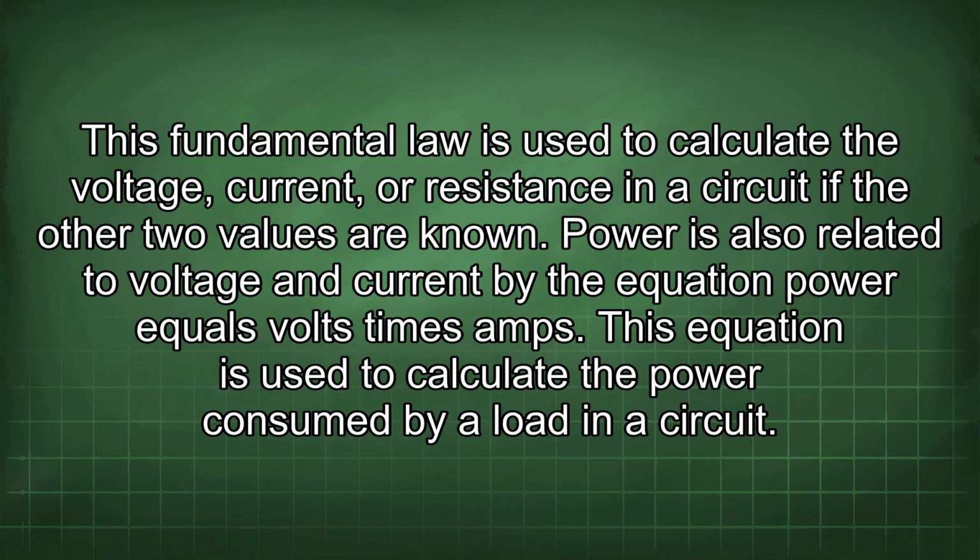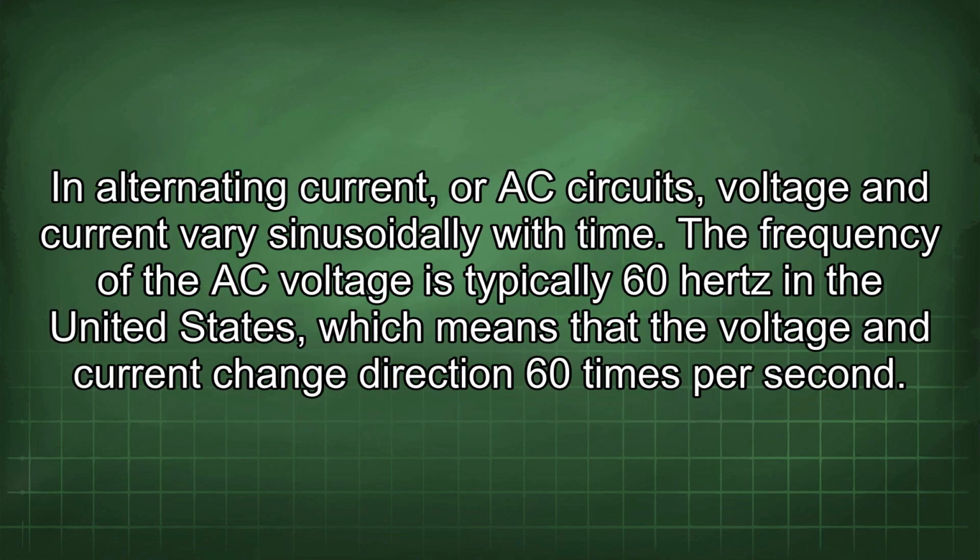Power is also related to voltage and current by the equation power equals volts times amps. This equation is used to calculate the power consumed by a load in a circuit. In alternating current, or AC circuits, voltage and current vary sinusoidally with time. The frequency of the AC voltage is typically 60 Hz in the United States, which means that the voltage and current change direction 60 times per second.